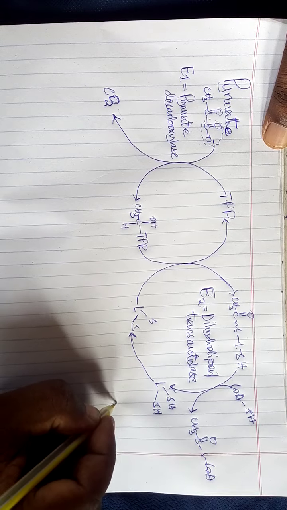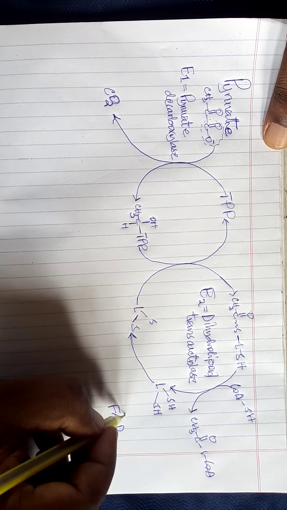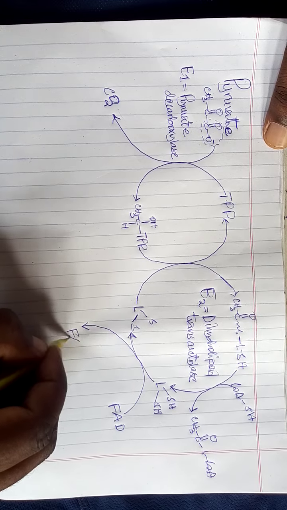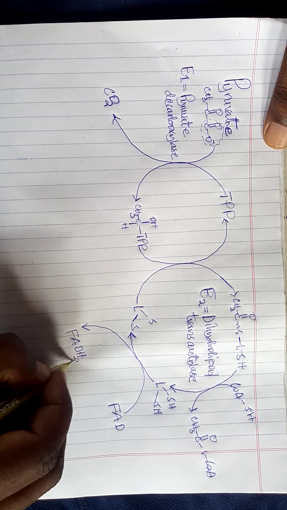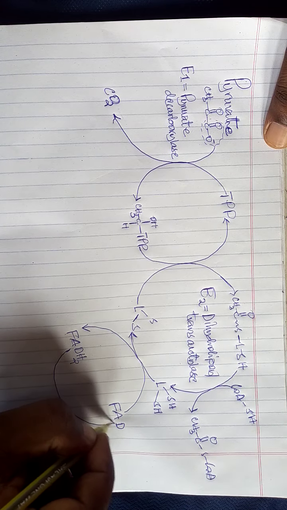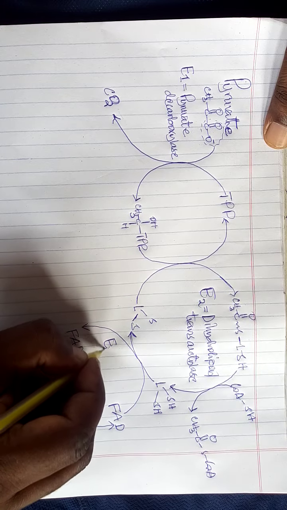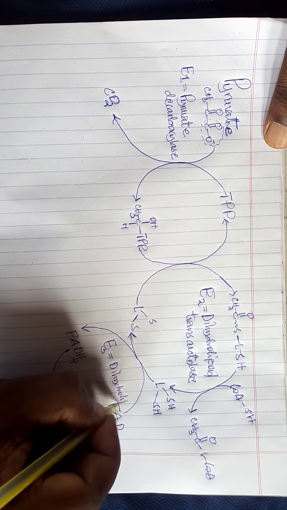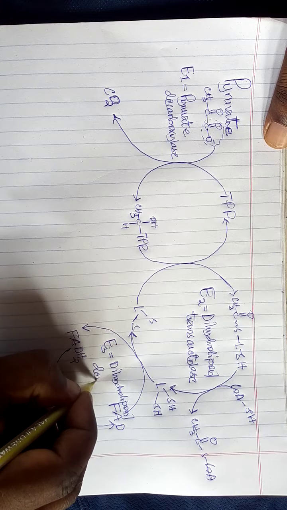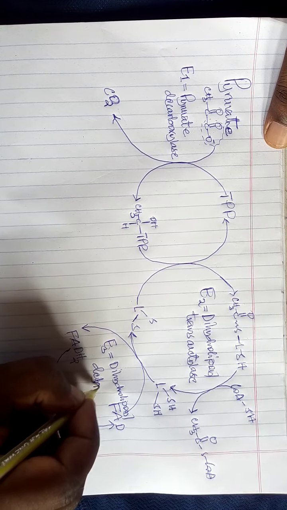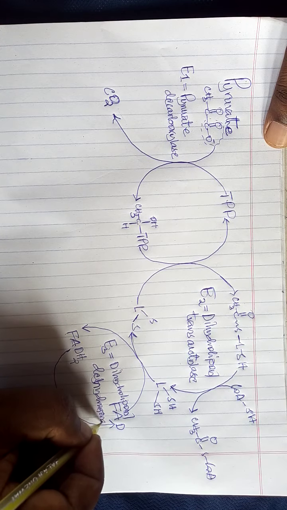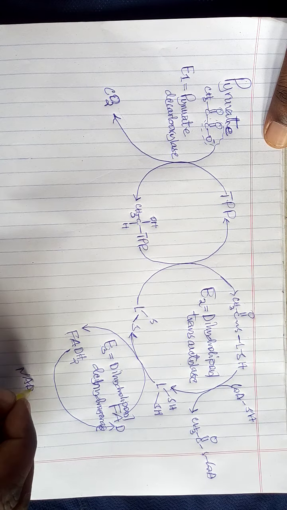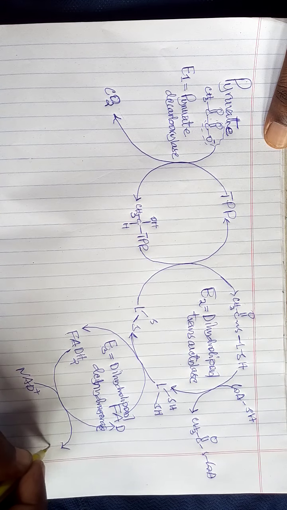Then the reduced lipoic acid is going to be oxidized by FAD, flavin adenine dinucleotide, to form FADH2, which is done under component 3, which is dihydrolipoyl dehydrogenase, and eventually NAD positive will be reduced to form NADH.